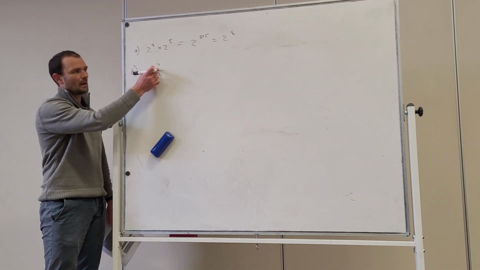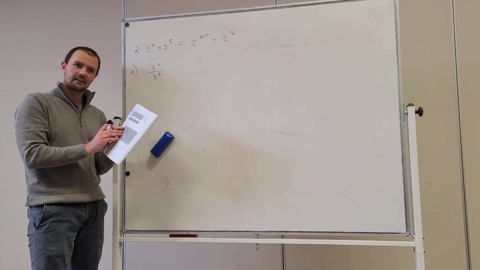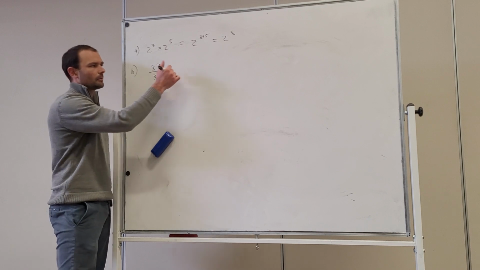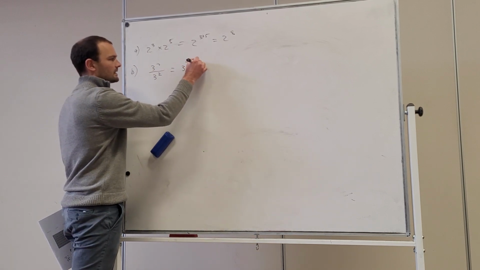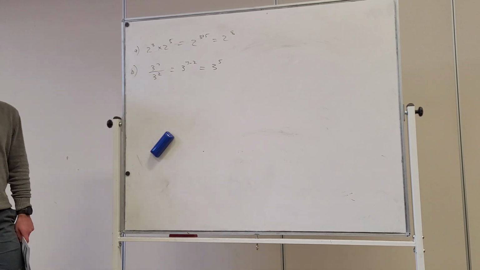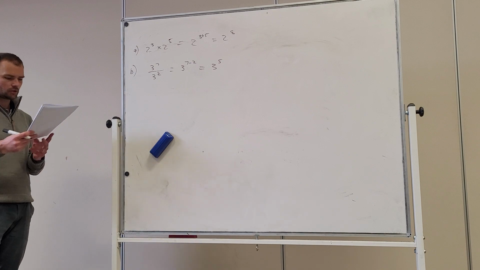Alright, so we have the same base. Now we're going to use the second index law. The second index law tells us it becomes the top power, take away the bottom power. So that's going to be 7 take 2, 3 to the power of 5. Okay, stop me at any stage if you have a question.